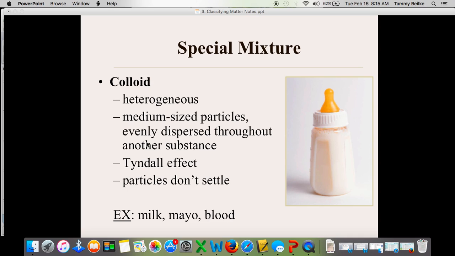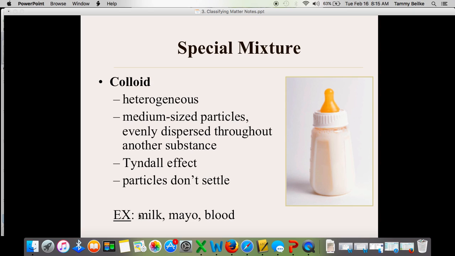So they're evenly dispersed throughout another substance, so it's kind of like a solute-solvent deal, only the particles are not actually dissolved. It does have a Tyndall effect, and sometimes to the point where you can't actually see through the substance. Like milk is an example of a colloid, but if you tried to shine a light through a bottle of milk, it would be pretty difficult. The particles don't settle, and that's what makes them different from suspensions. So if the particles settle out, it's a suspension. If they don't settle, then it's a colloid.